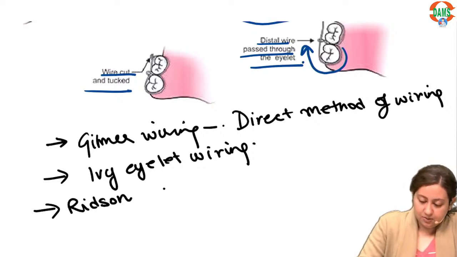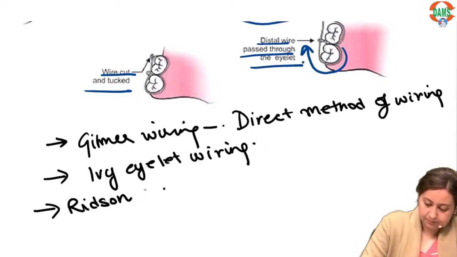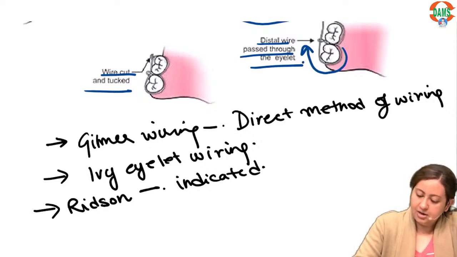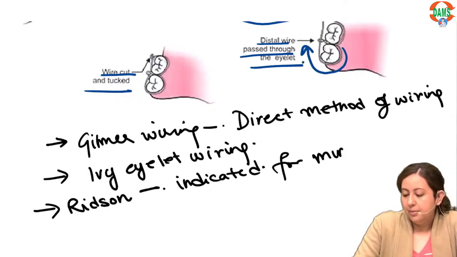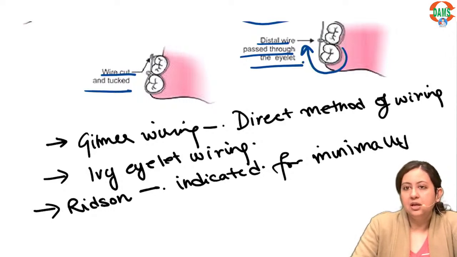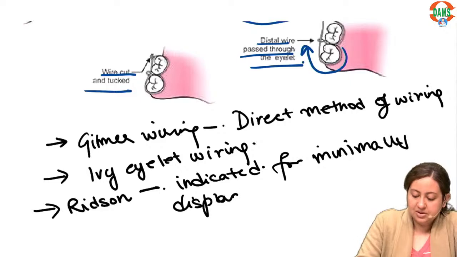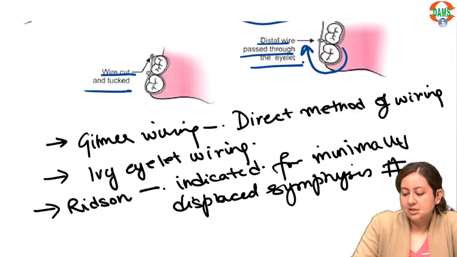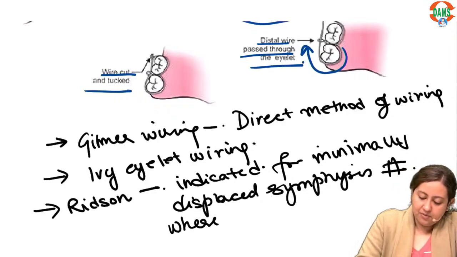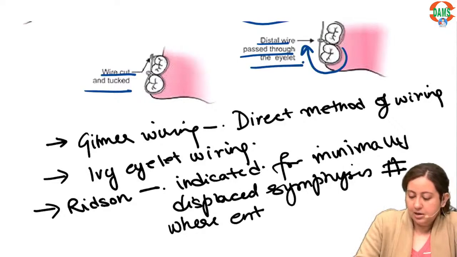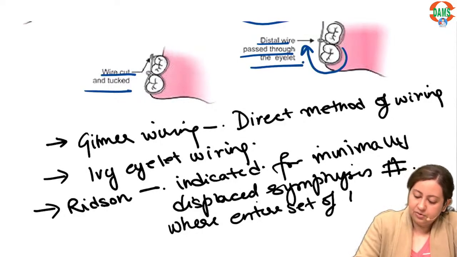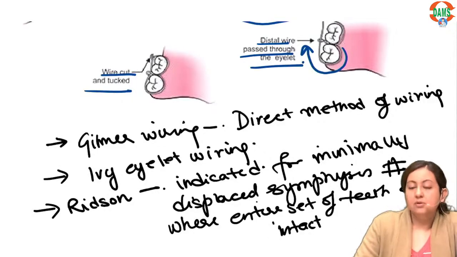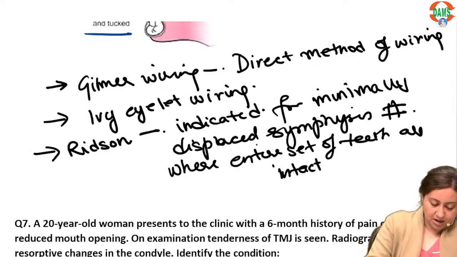Now Risdon wiring has a special indication. It is indicated for minimally displaced symphysis fractures, where the entire set of teeth are intact.